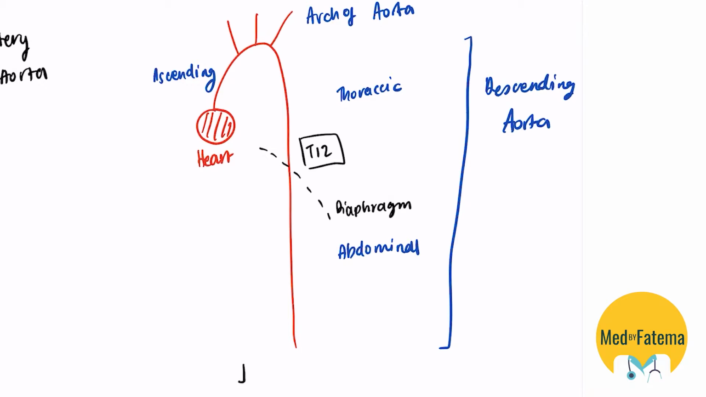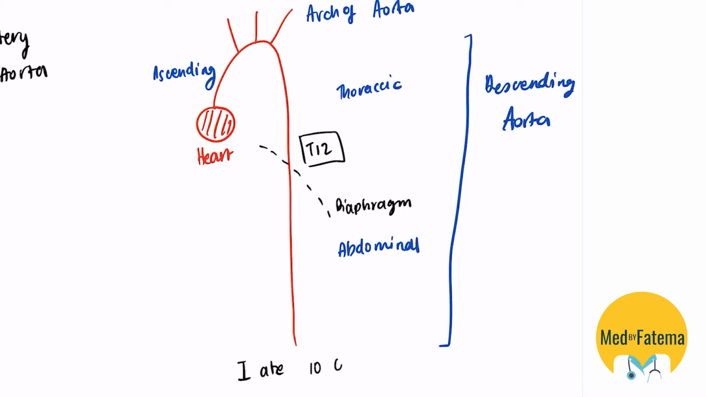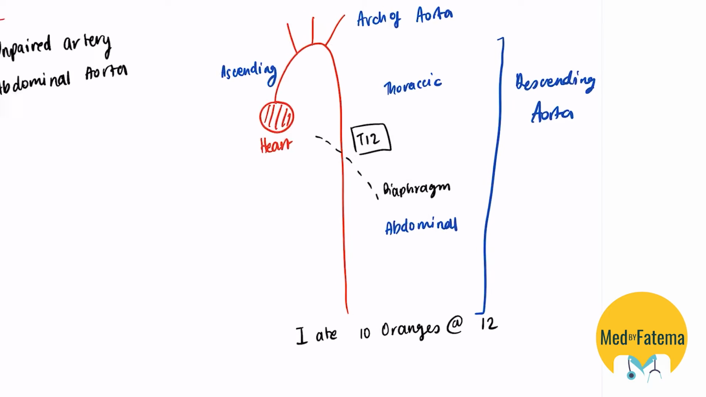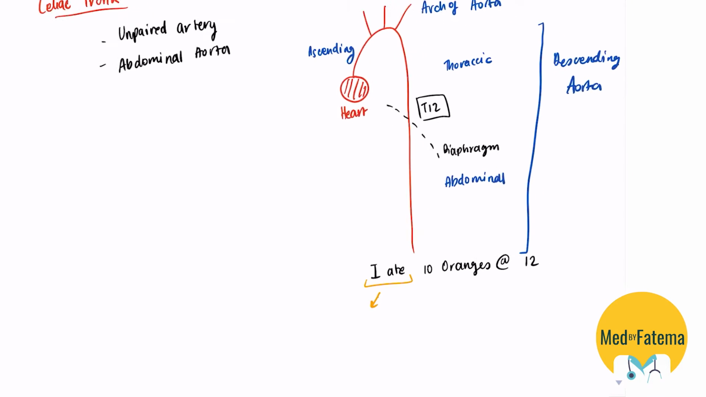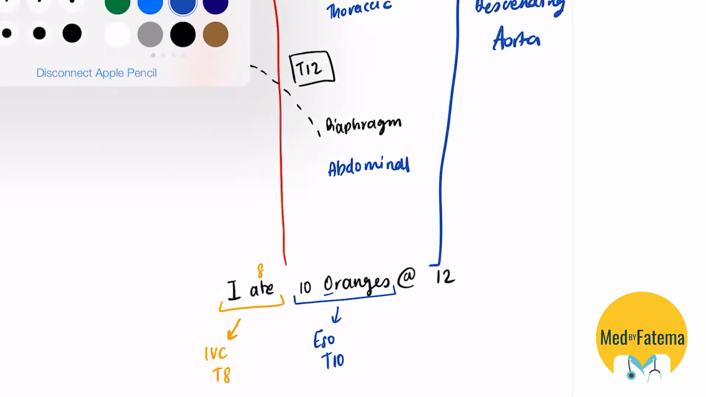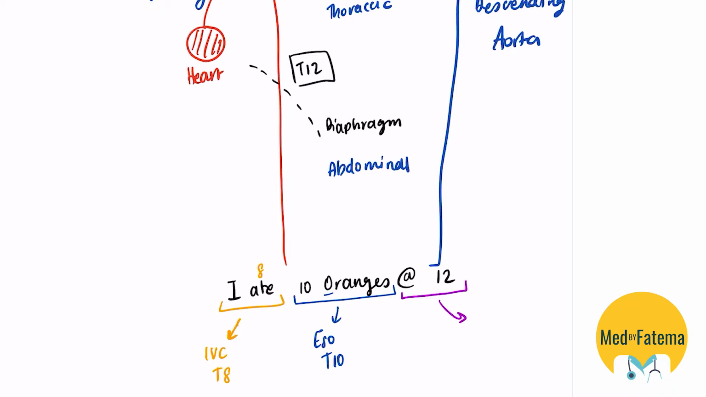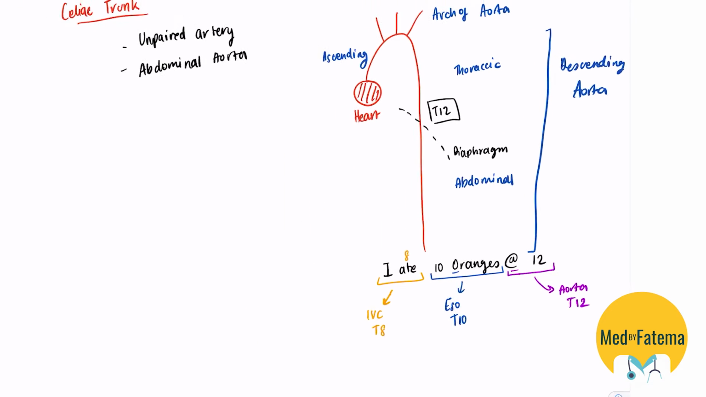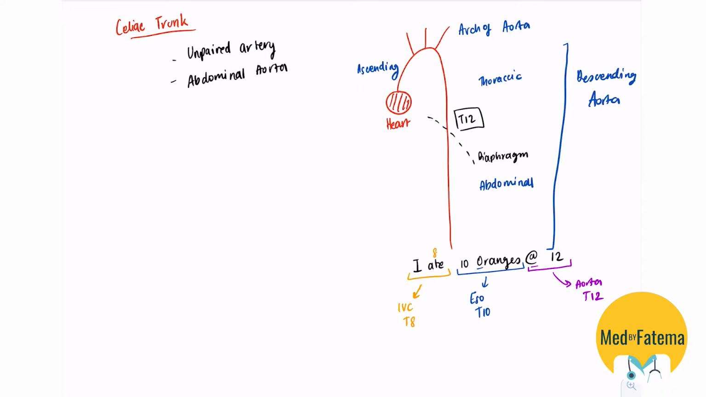One way to remember it is "I ate 10 oranges at 12." The "I 8" is in reference to the IVC, which pierces the diaphragm at T8. Then we have the "10 oranges," which is the esophagus, which pierces the diaphragm at T10. Obviously the esophagus is sometimes spelled with an O or an E. And finally the "at 12" part is in reference to the aorta, which pierces the diaphragm at T12.